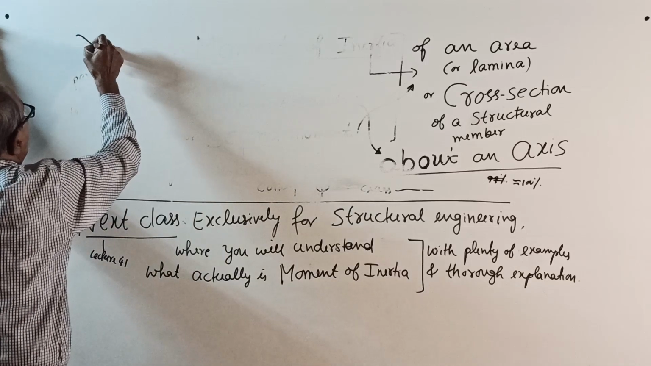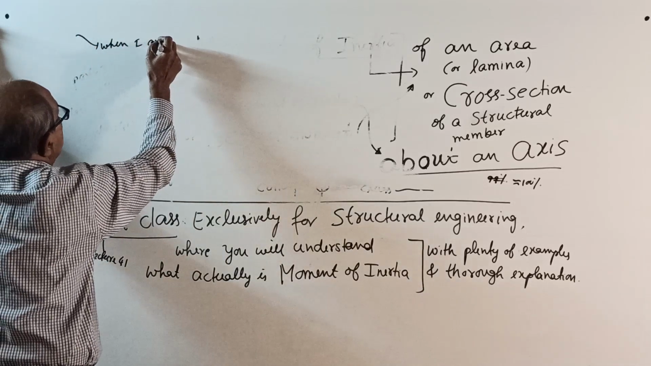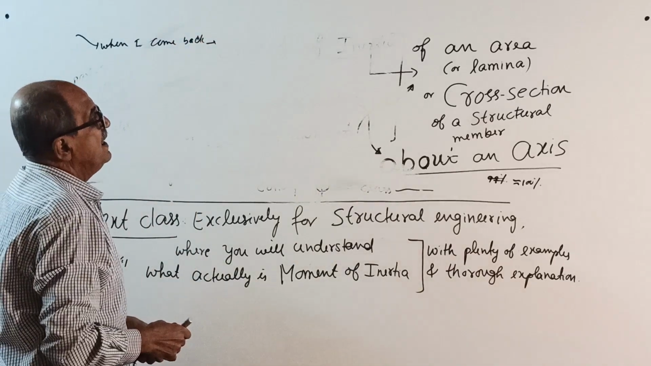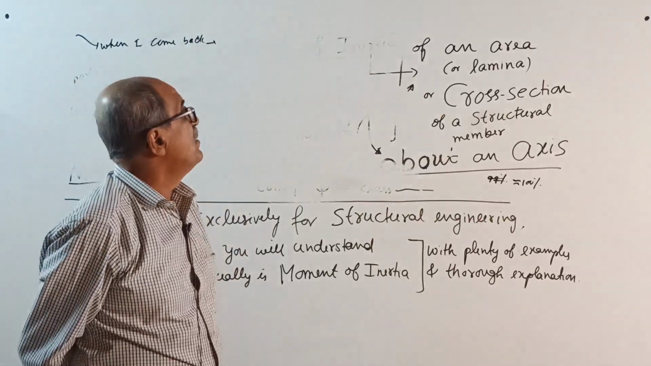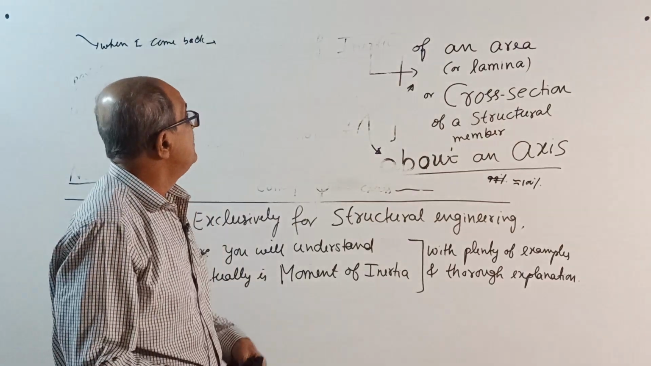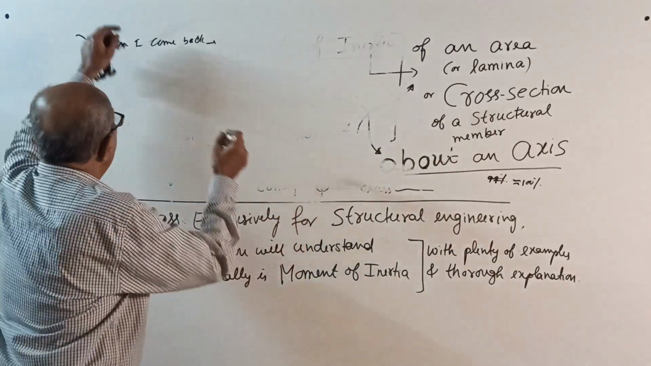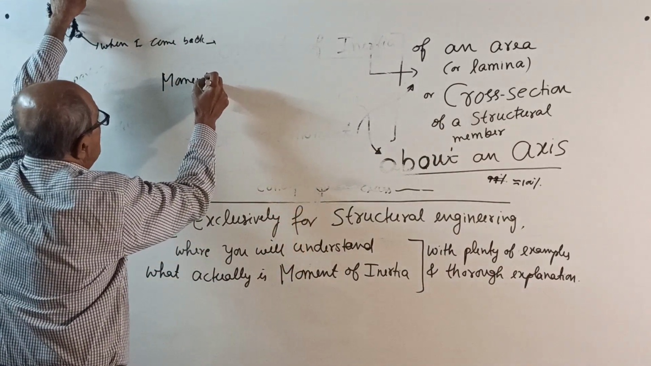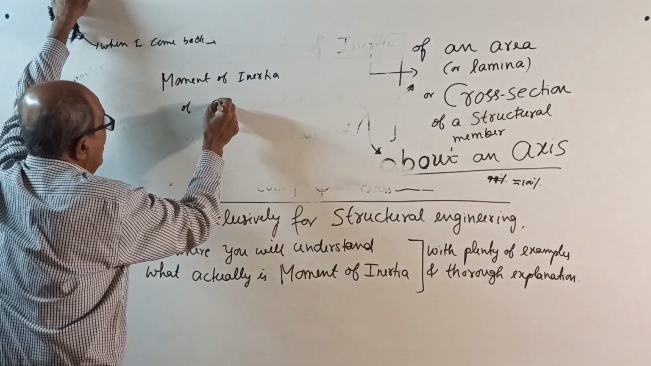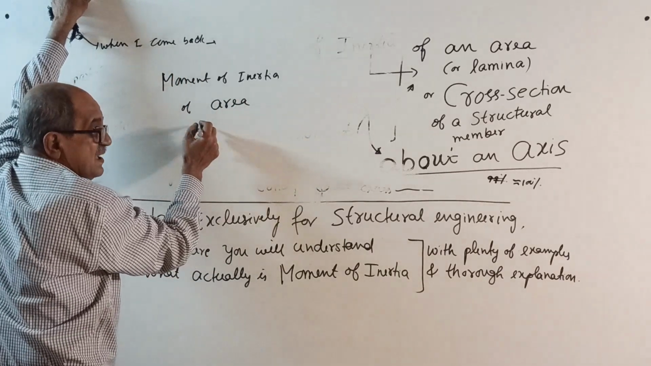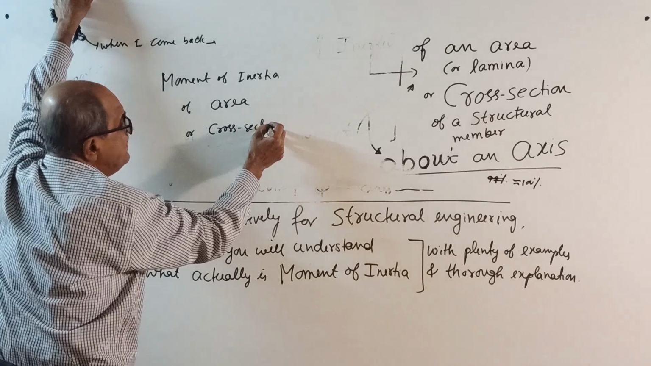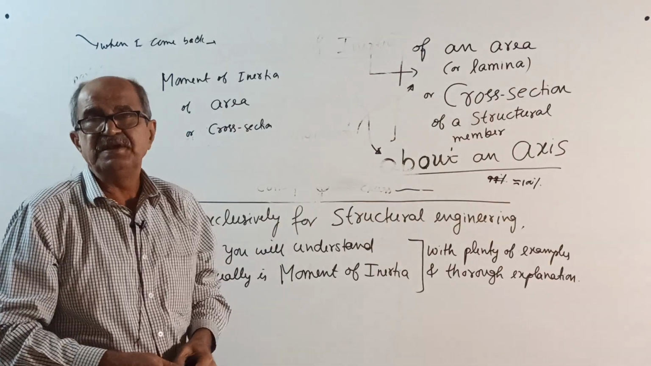So when I come back, instead of telling one day moment of inertia of an area, another day moment of inertia of a lamina or cross section of a structural member, etc., or second moment of the area. If I use second moment of area, don't use once again area there. I will tell moment of inertia of, sometimes I will tell of area, or occasionally of cross section. Cross section means, or simply section. Circular section means circular cross section.